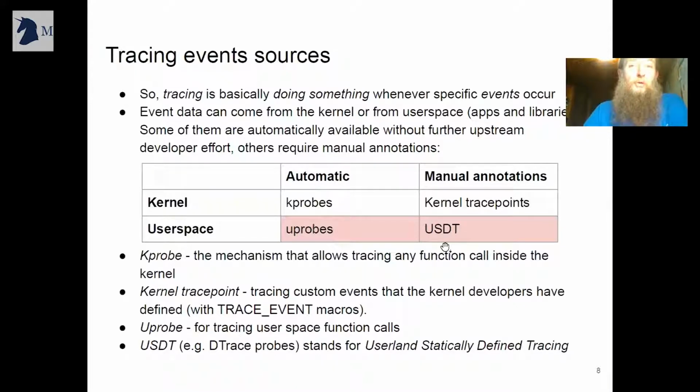So if you have to do something in the code, it's manual annotation. So they come in the form of kernel trace points or userland statically defined trace points or dtrace probes. These are less interesting to me. More interesting to me are those automatic events that can be added on the fly to the kernel. It would be a kernel probe, or to the user space, it would be a user probe. So that's my main point of interest here. And specifically, I'm interested in user probes.